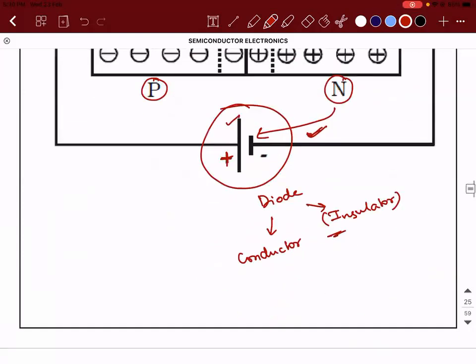See, logically tell me one thing, guys. There is a wall, okay? And you have a ball on this side and you want this ball to go on the other side. How can you do that? Only if you break this wall. You need to break it. So that wall that I'm trying to talk about is the depletion area.